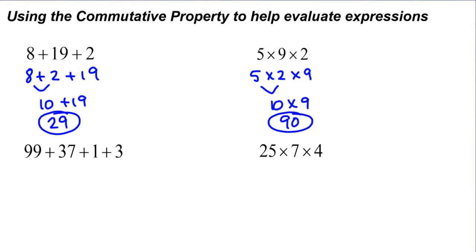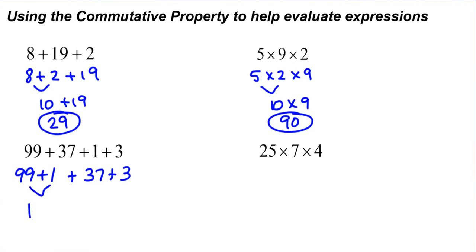So again, the commutative property helped us out. This one, 99 plus 37 plus 1 plus 3. I'm noticing that the 99 and the 1 would go good together, and the 37 and the 3 would go good together. So I'm actually going to rearrange this to be 99 plus 1 plus 37 plus 3. And then I can add these however I want.